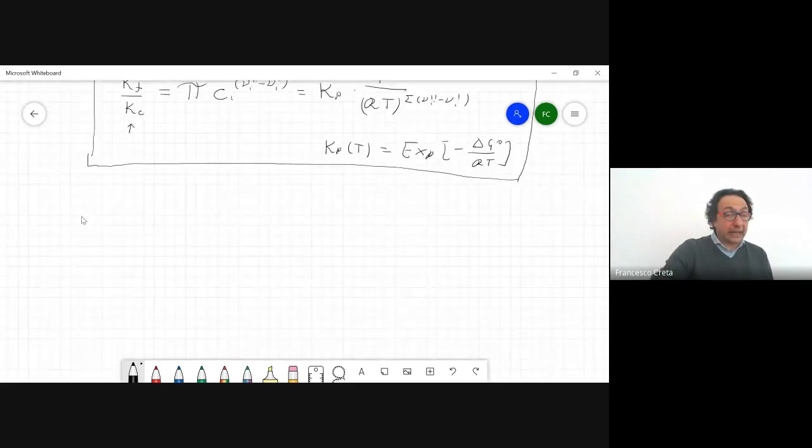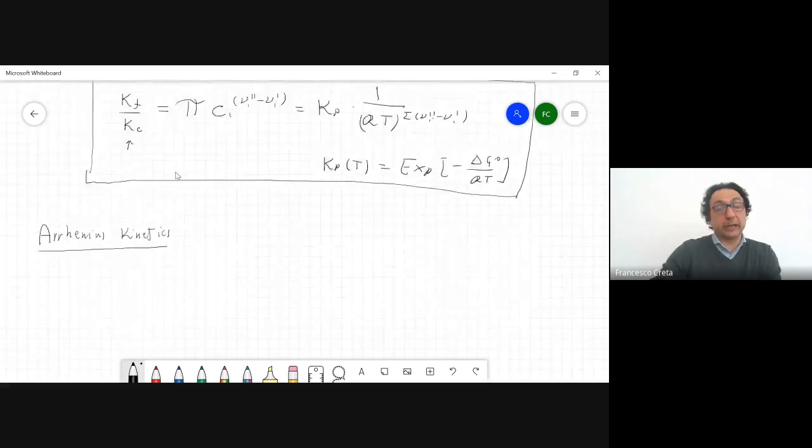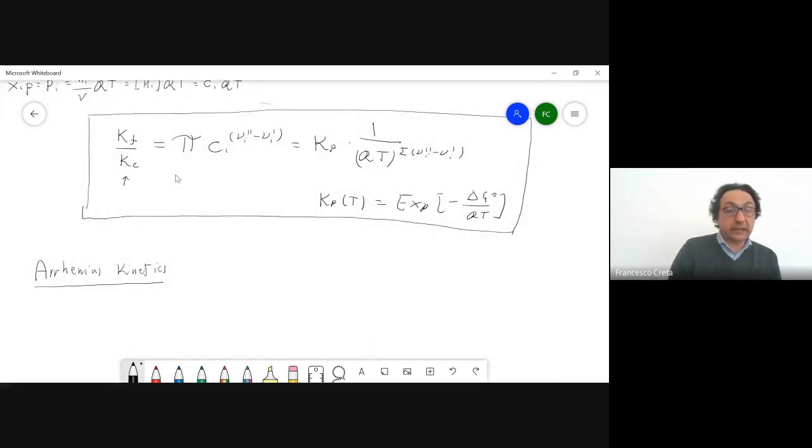Let me just go back one more time to the Arrhenius kinetics. So now I'm going back to full non-equilibrium processes, okay? So forget this link, okay? This link we had done, remember, only at equilibrium, okay? Maybe I should write this down.